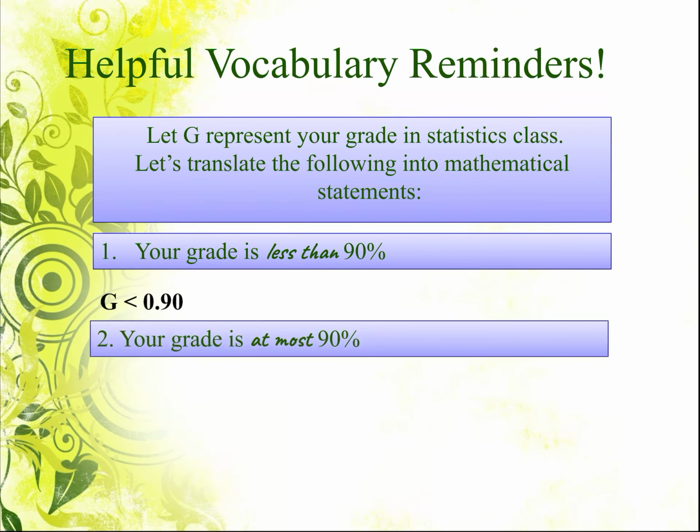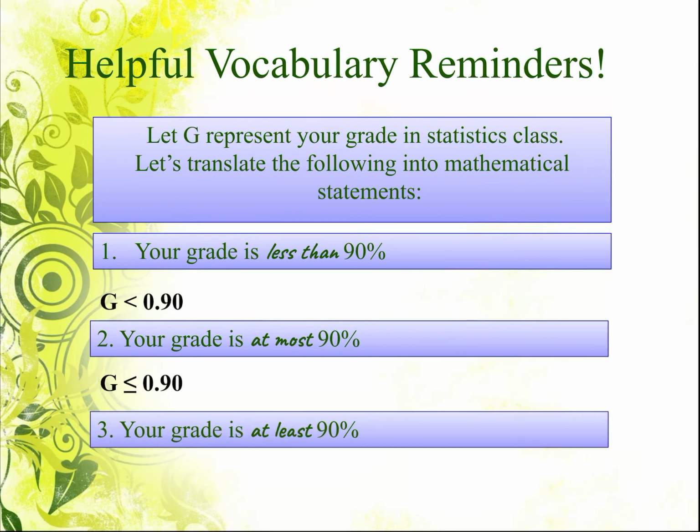Now let's try this one. Your grade is at most 90%. That means that 90% is the highest your grade could be, but your grade could be 90% itself. So this would be written, G is less than or equal to 90%. So at most means less than or equal to.